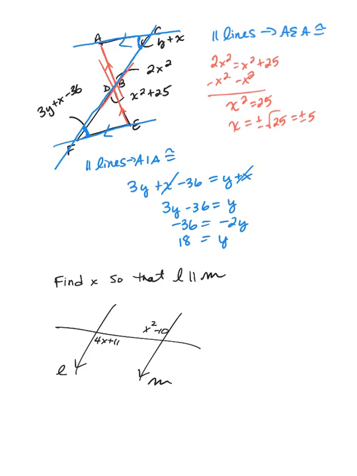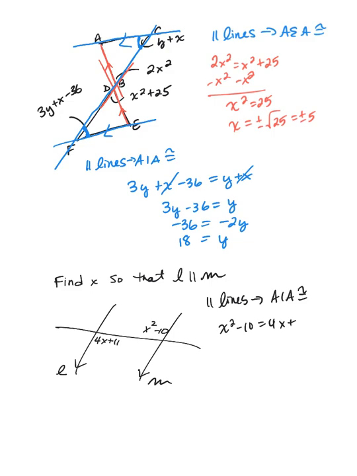So what kind of angles are those? Yes, alternate interior angles. Are they congruent? Don't always assume they're congruent. They're only congruent because we have parallel lines. So you need that condition. So the alternate interior angles are congruent. So we have 2x squared minus 10 is 4x plus 11.